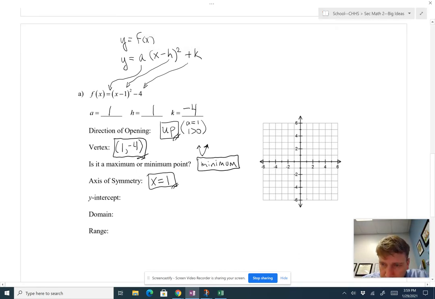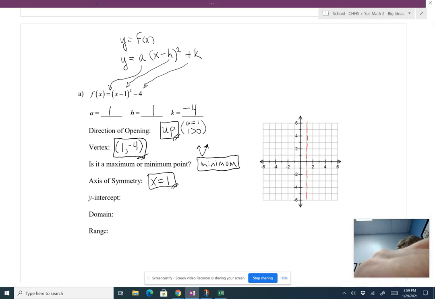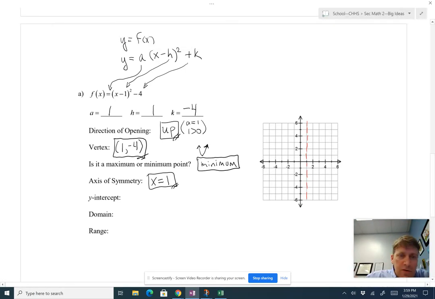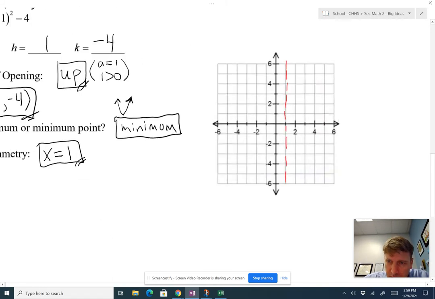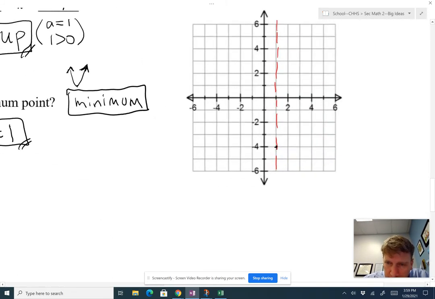X equals 1 is this vertical line here. Now, it's not technically part of the graph, but it does help us to graph. We also need to graph our vertex, 1, negative 4, is right here. And since it opens up, I'm going to label it down here. This is 1, comma, negative 4.